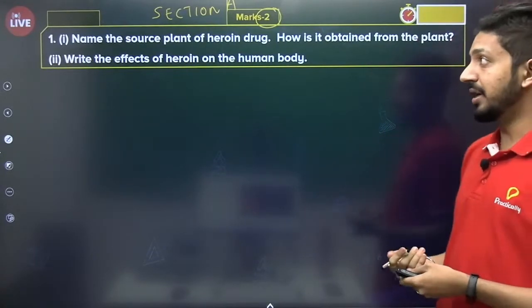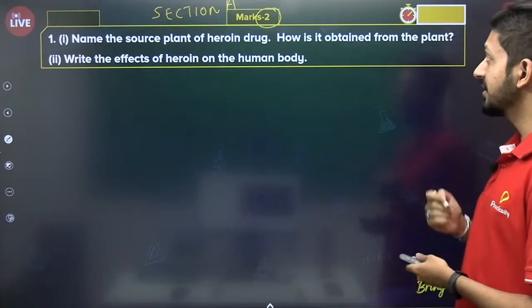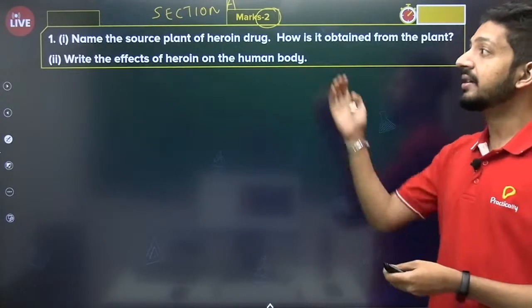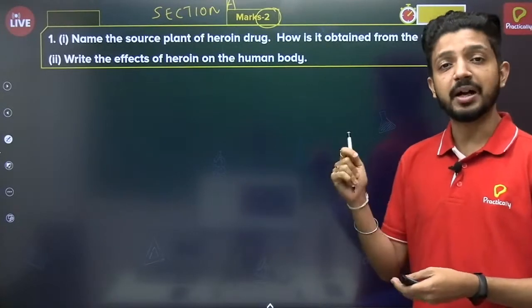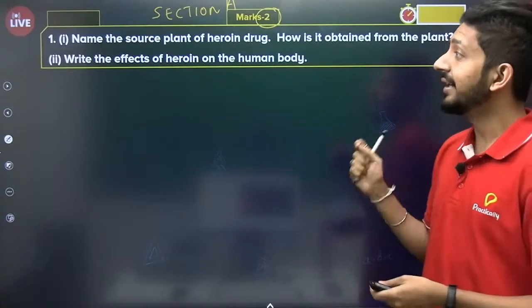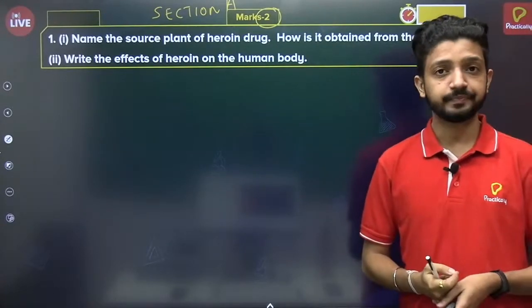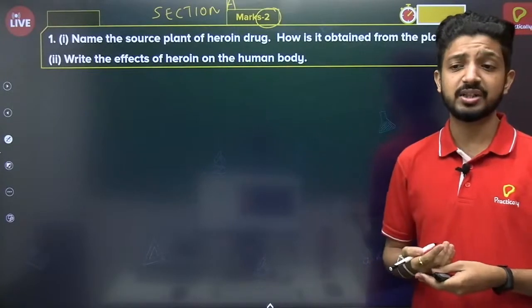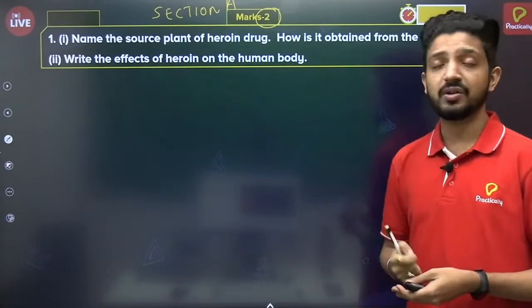Name the source plant of the heroin drug. How is it obtained from the plant? And question 1 has a second part also: write the effects of heroin on the human body. Since this is a 2-mark question, it carries 1 mark for each part of the question.